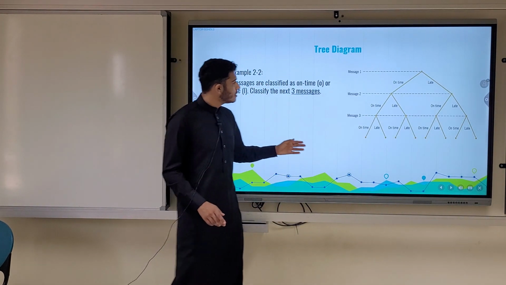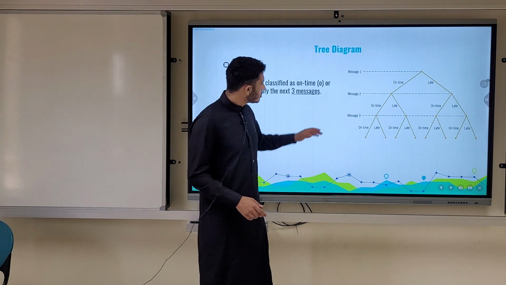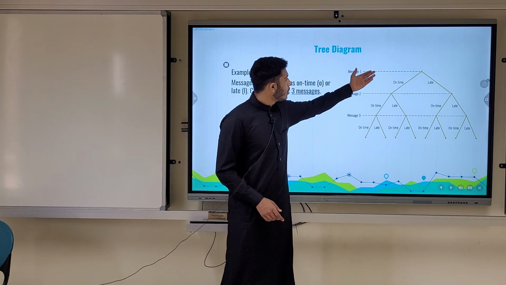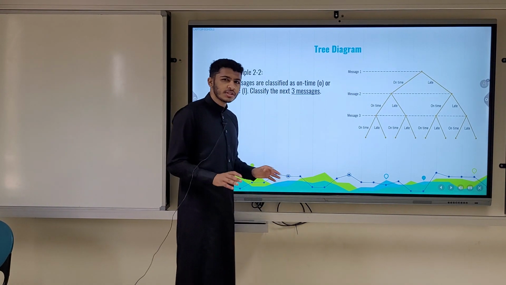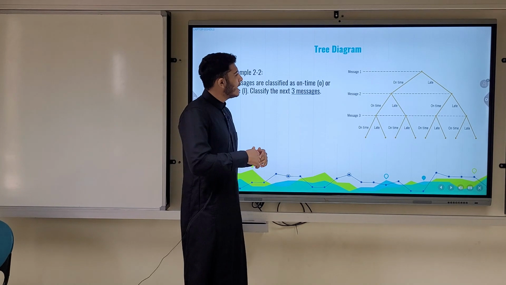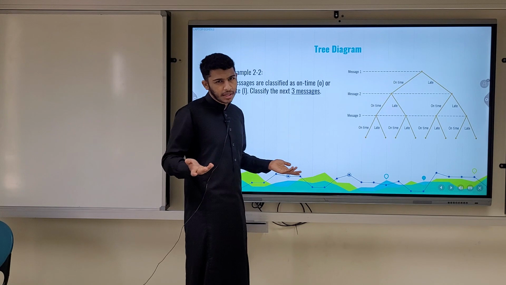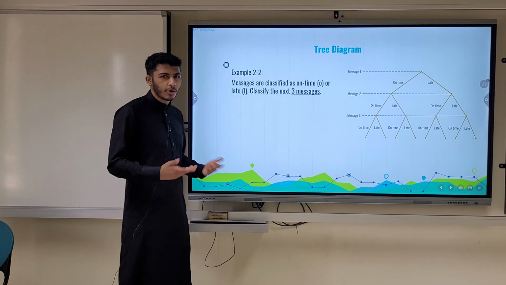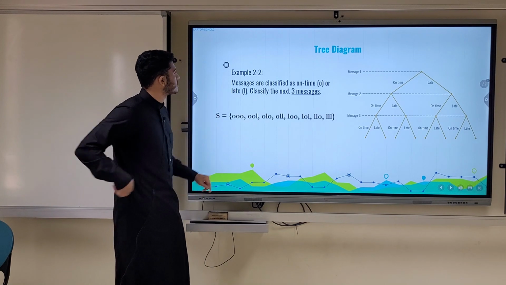You can do it, and if you want to read the tree diagram, you either read it from below to top, or from top to below. Stay consistent with one of them. Because if you read half of them from top to below and the other half from below to top, you're going to get a different result. You're going to get, I think, a wrong answer, because I've tried it and it did not work for me. So this is a sample space for this example.